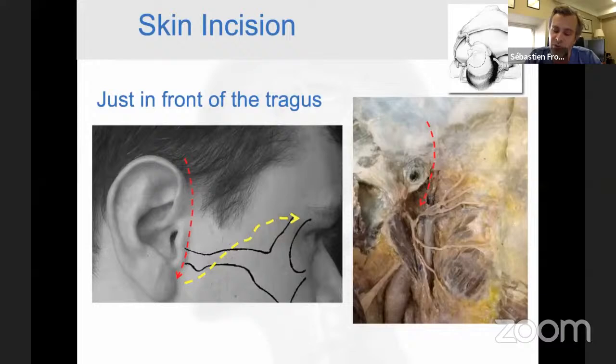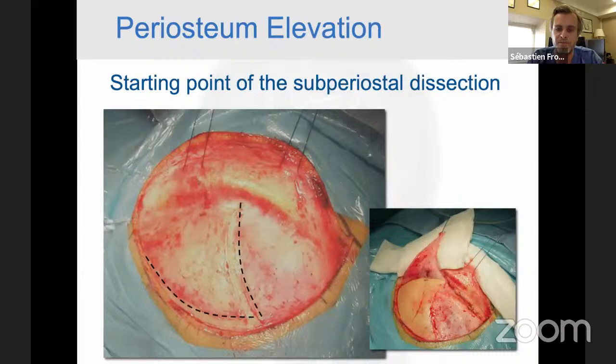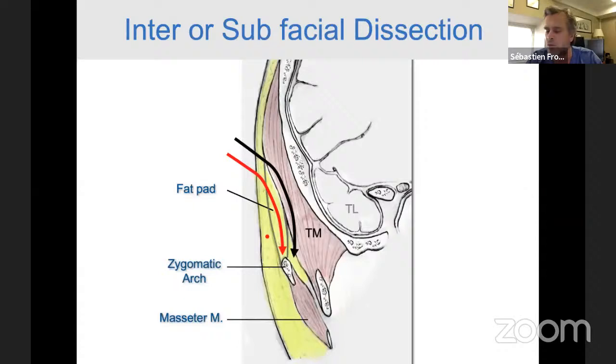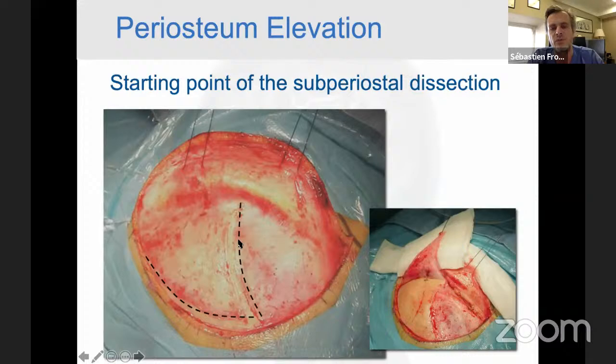So the more posterior you are, the better, and you can go almost 1 centimeter below the level of the zygoma without much risk of injury to the frontal branch. And it allows you to retract the skin more anteriorly and to expose the bone. Once you have elevated the skin flap, you elevate the periosteum, the classic way. I think we all do that. It's always good in skull-based surgery to have this tissue intact, to be able to replace the dura post-op if needed.